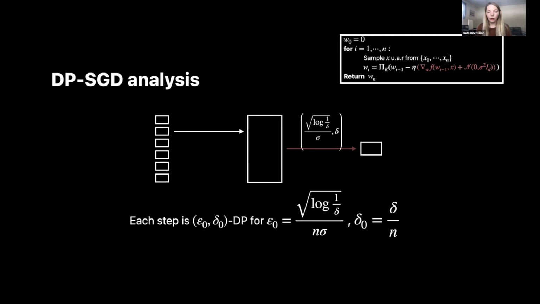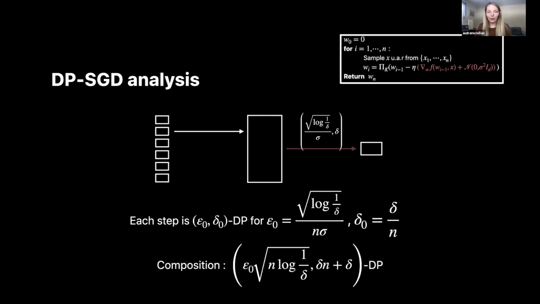Okay, so I have that each step is epsilon 0 delta 0 differentially private, and I have n steps. Now I'm going to pull a theorem out of my back pocket, which is the composition of differentially private mechanisms. This is a general theorem, a workhorse of differentially private analysis: if you have n differentially private mechanisms that are all epsilon 0 delta 0 DP, then the composition of them is epsilon 0 square root n log 1 over delta DP. Delta n here as well.